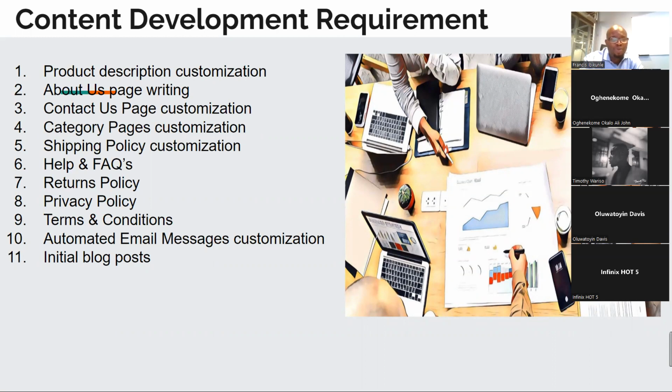Then we have the About Us page. People want to hear about your story and what you're doing to help them. So many things are on your About Us page. You have to write that. Then we have the Contact Us page, where you put your address and some other notes if you need support, just little stuff. You prepare for that content. Category pages too. You write a description of those categories, what each of them does, and how it can help the customers. Then we have shipping policy customizations.